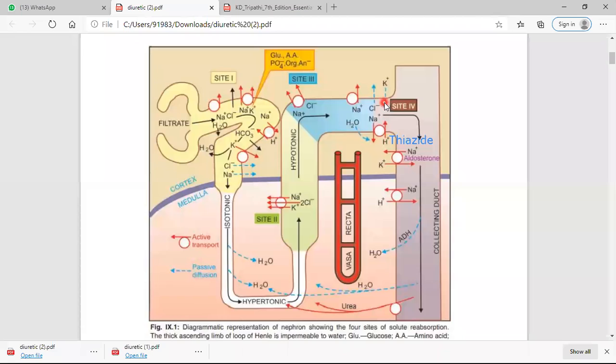Now, another point. Diabetes insipidus means due to the absence of the antidiuretic hormone, which is secreted by the posterior pituitary, it is called diabetes insipidus. Nephrogenic means due to kidney damage, diabetes insipidus occurs. Okay, so this is called diabetes insipidus. It gives the action opposite to that of the diuretic.